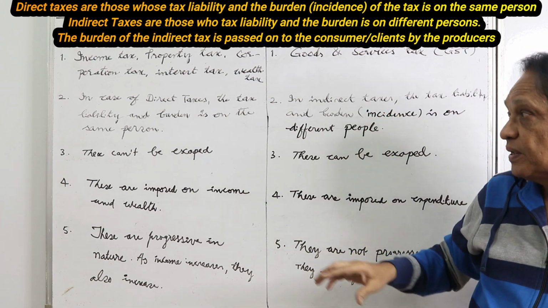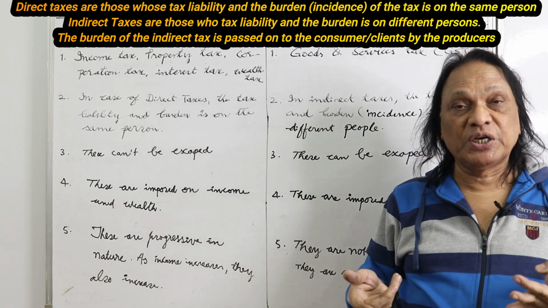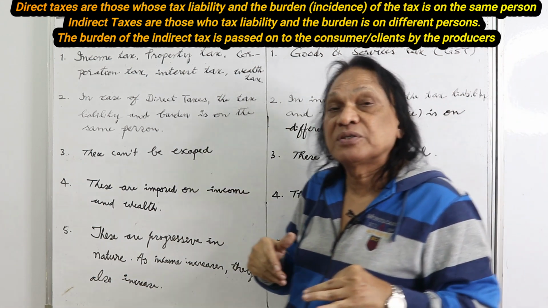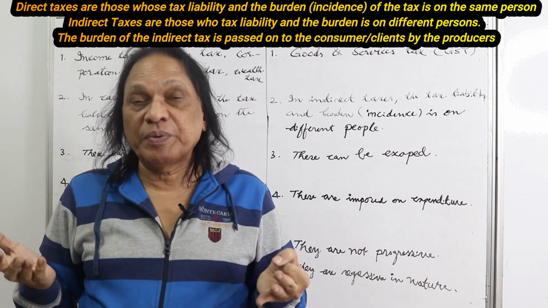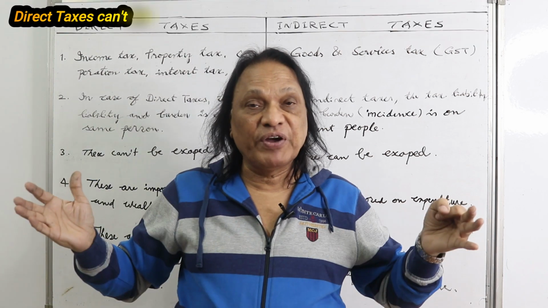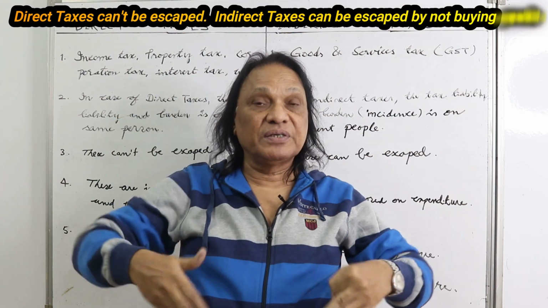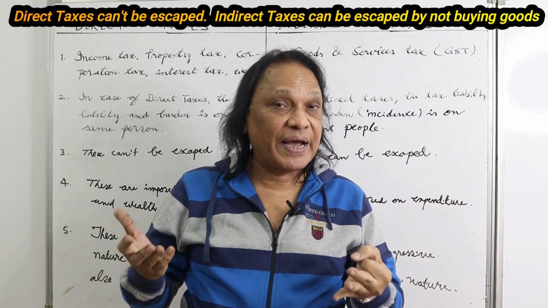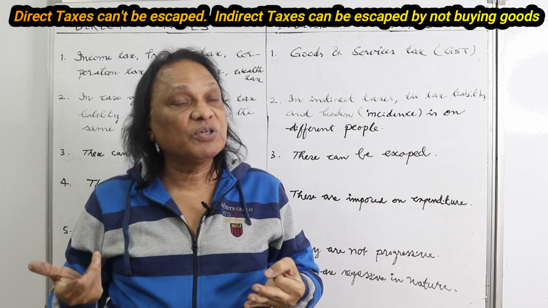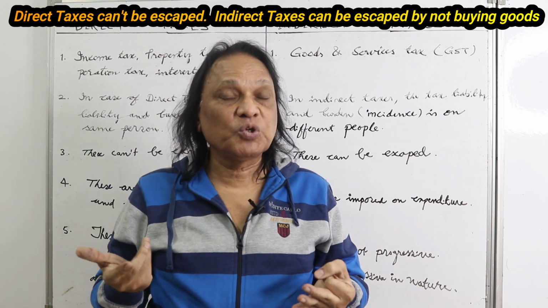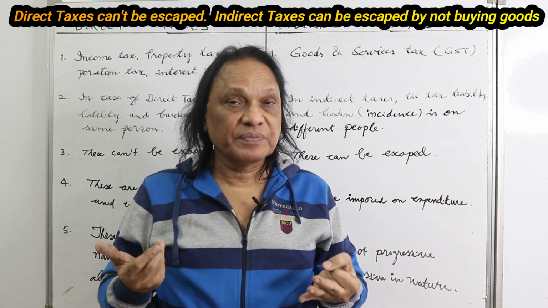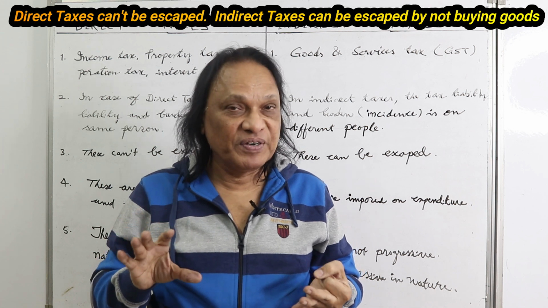So in case of indirect taxes, the tax liability and burden is on different people. And the third point, direct taxes cannot be escaped. How can you escape a direct tax? When you own a property, you have to pay property tax. When you own wealth, you have to pay wealth tax. And if you put a lot of money in the bank, interest you are getting, so you have to pay interest tax. And if you are earning a lot, you have to pay income tax. So you just cannot escape it. Legally, we are talking about.